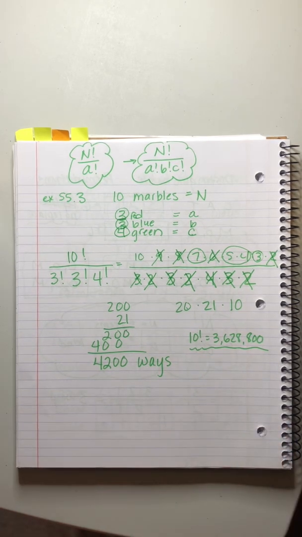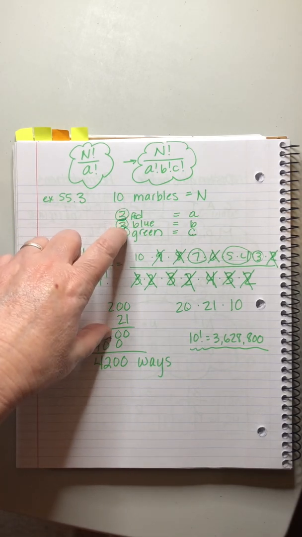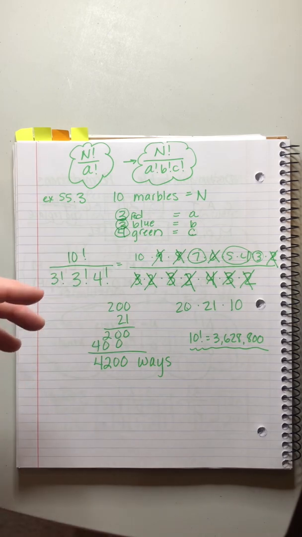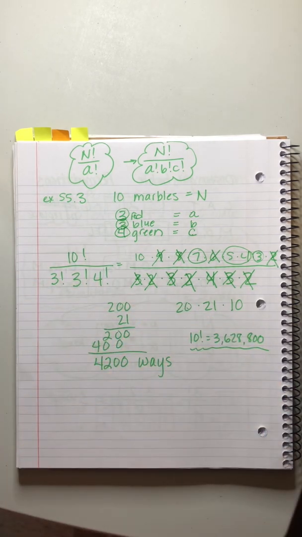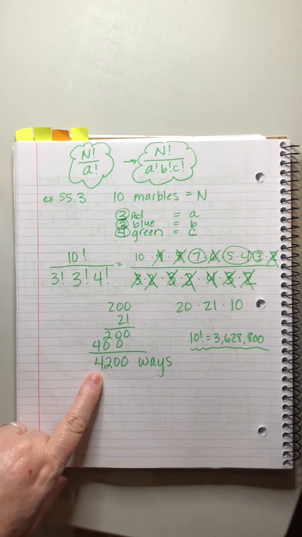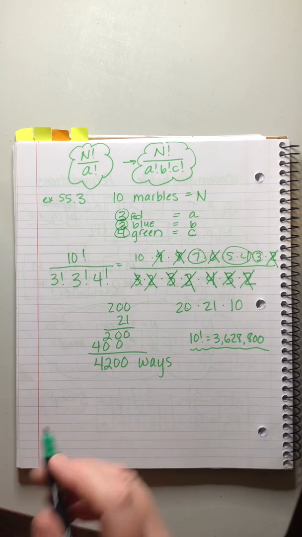calculation of the number of total permutations where we didn't take into account the fact that some of the marbles were the same colors and that the arrangements were going to look exactly the same, we'd have almost 4 million. This way we only have 4,000. Interesting, right? It makes a big difference. All right, 55.4.